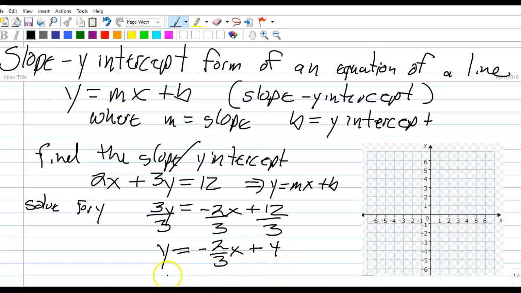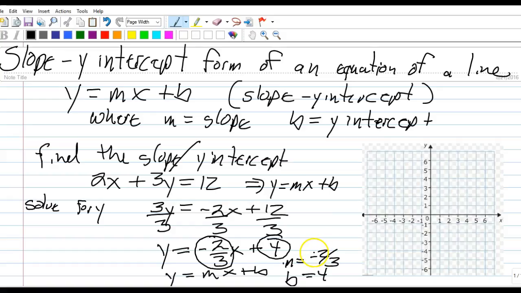So now the equation is in the form y is equal to mx plus b. So I can identify the slope. The slope here is m. So m is equal to negative 2/3. And this is the y-intercept. So the y-intercept here, b, is equal to 4.